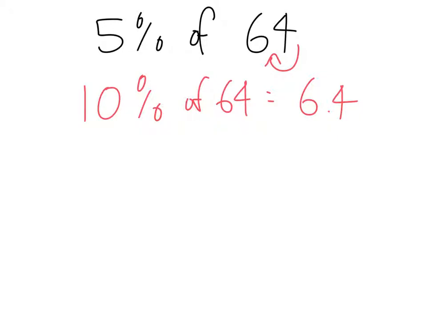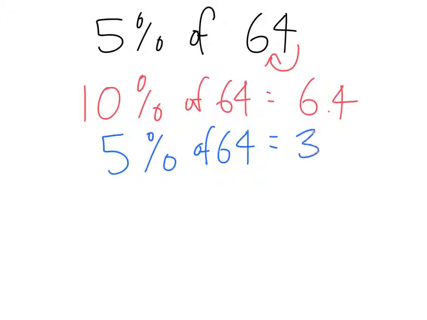So 5% is half of 10%, so 5% of 64 is going to be half of 6.4, which is 3.2. So there is our answer to the question above.